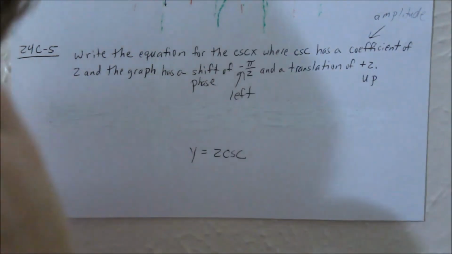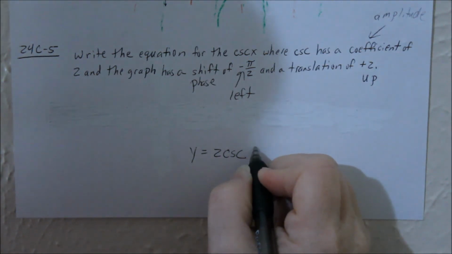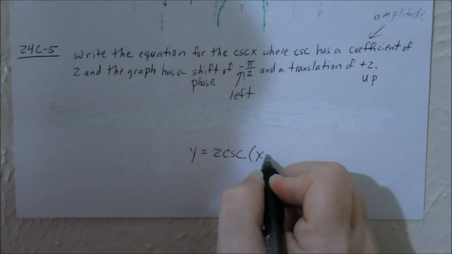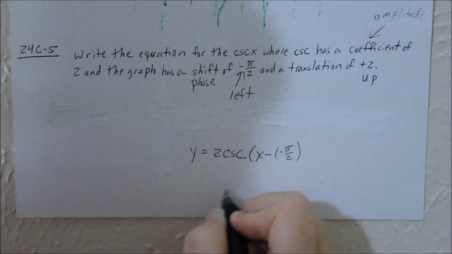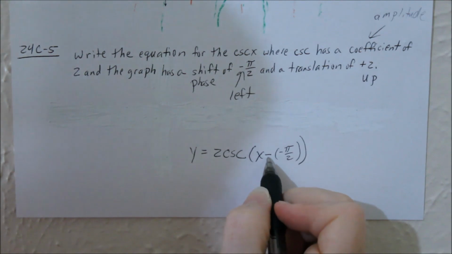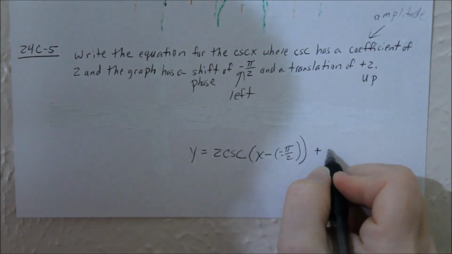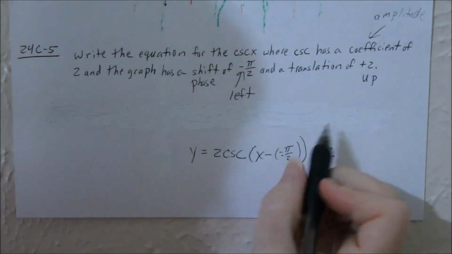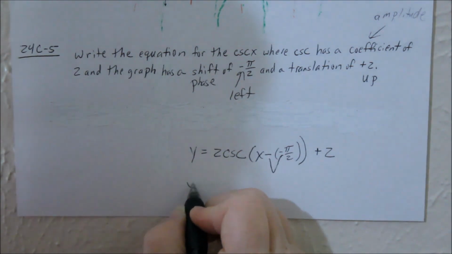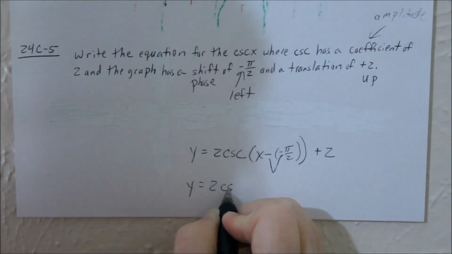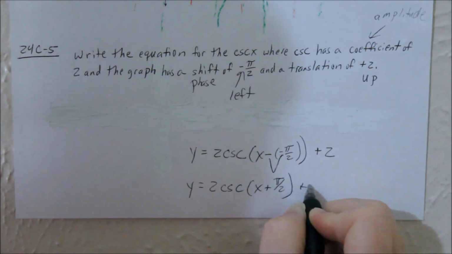A positive means up. So to write this in an equation, for cosecant, your base shifts are written in parentheses. The formula has a negative, but we are shifting to the left, pi over 2. So the formula is a negative sign here, and we're shifting to the left. Then we have a translation out here of a positive 2. Okay, we need to clean this up. When you have minus and negative, it becomes a positive. So y equals 2 cosecant of x plus pi over 2, and then plus 2.